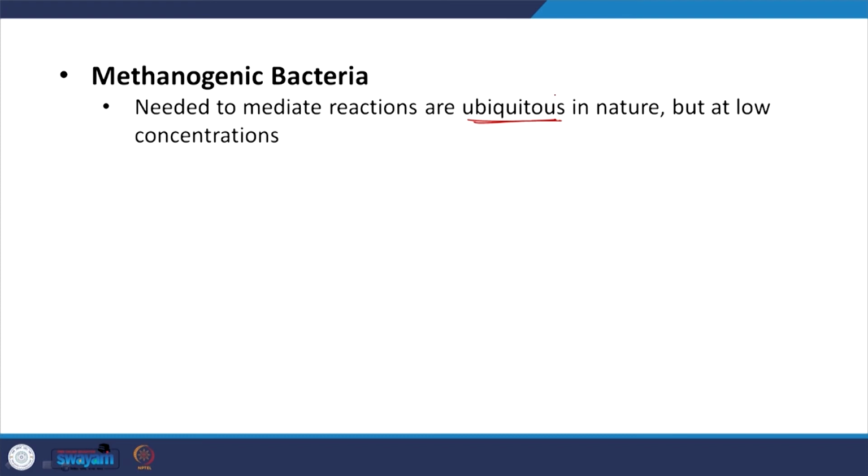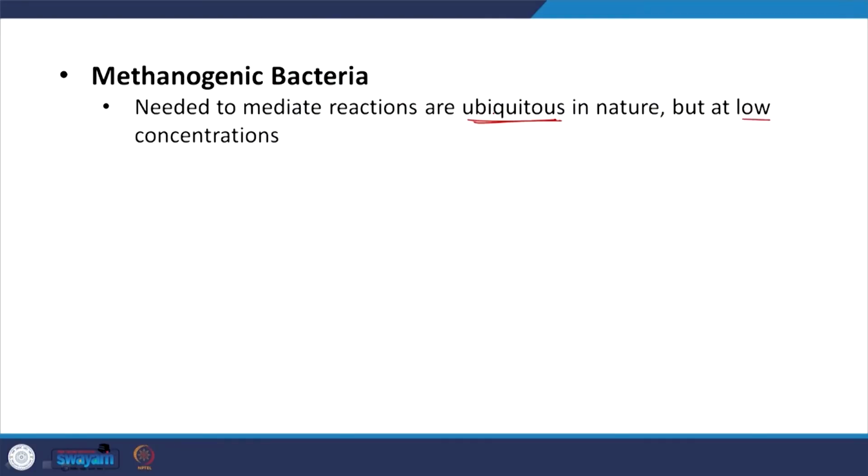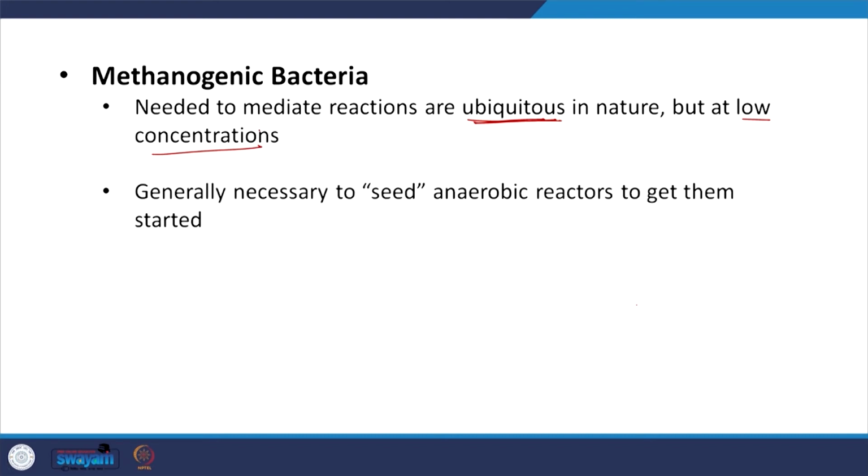For example, if I throw out any organic matter, you are going to see methanogenesis, but they are not at high concentrations, they are at low concentrations. Though they are present everywhere, generally in an anaerobic digester you have to seed it. So, you have to get that seed from somewhere else and then put it in the digester. That is something to keep in mind.